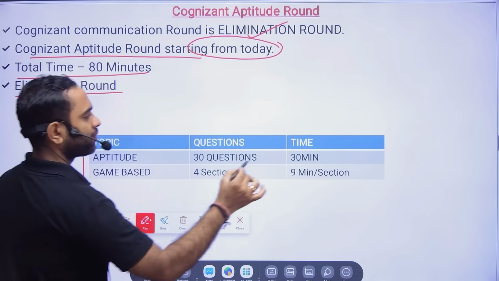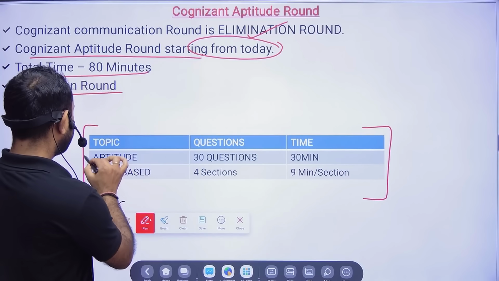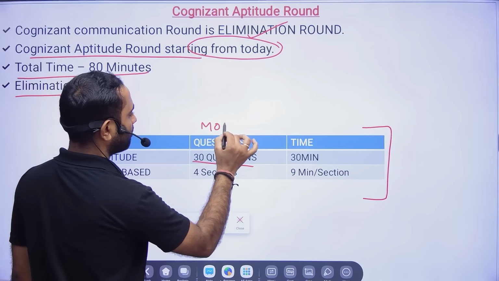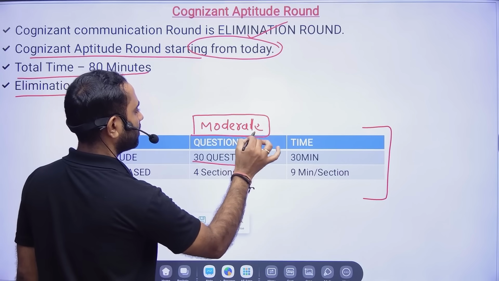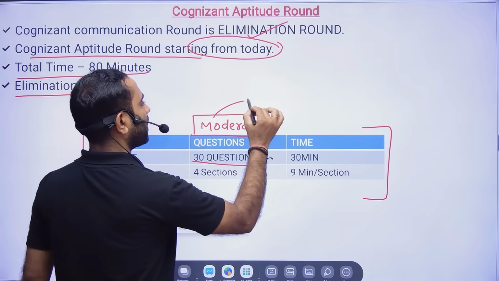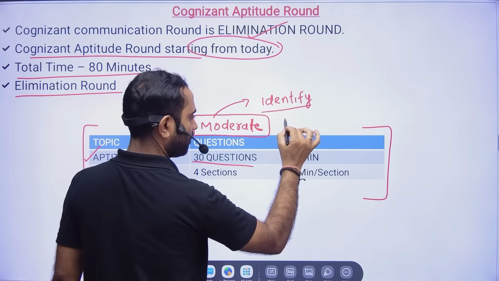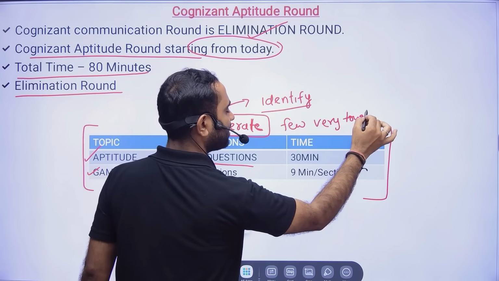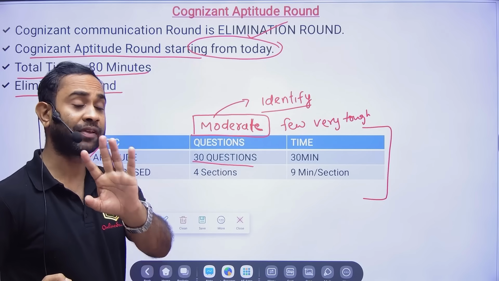So my dear friends, total 80 minutes of aptitude round. In that, aptitude is 30 questions in 30 minutes. This will be moderate. Question level will be moderate. It will not be very easy, and it will not be very difficult. But you have to identify the easy questions first and then solve them, because there will be a few questions which will be very tough, and those you need to leave. You will get this experience after watching that 1.5 hour revision video.